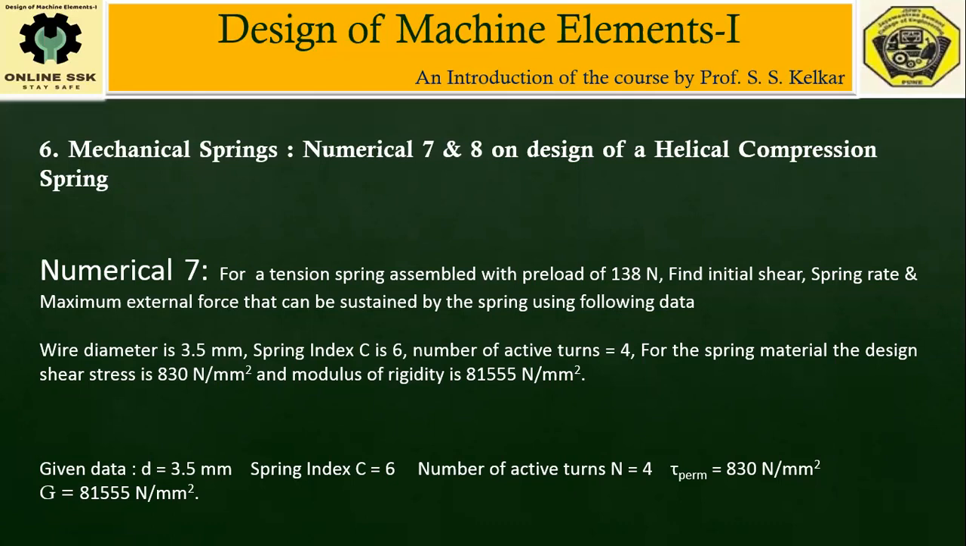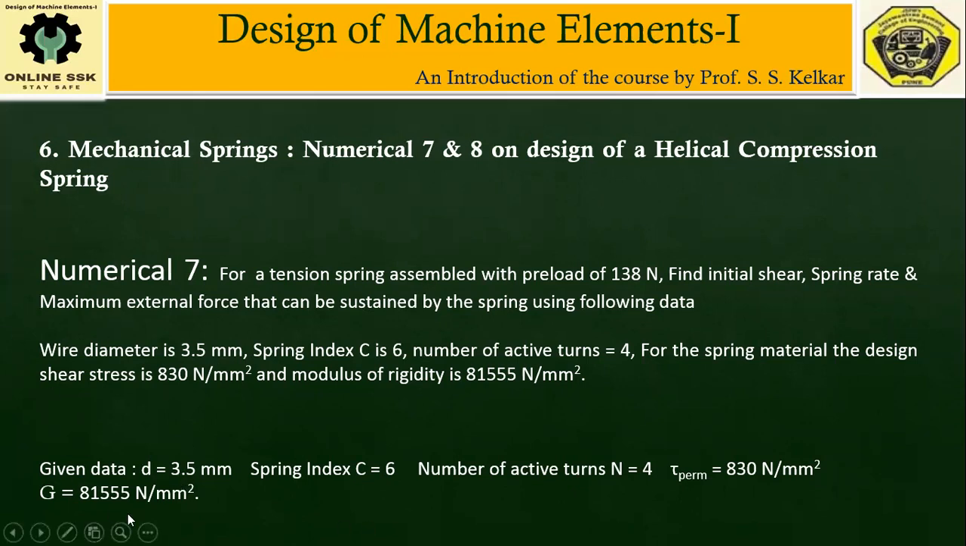That's why total number of turns minus 2 will indicate active number of turns in case of compression springs having squared and ground ends. But that is not the case in case of tension spring. Whatever is the end style, all the turns are always active turns. All the turns take part or participate in bearing or sustaining the load.